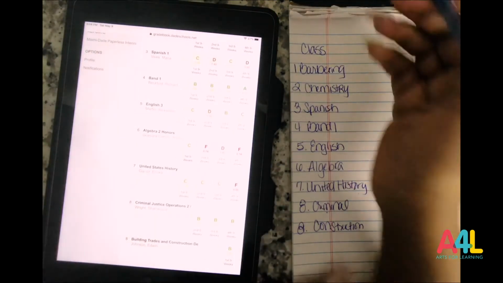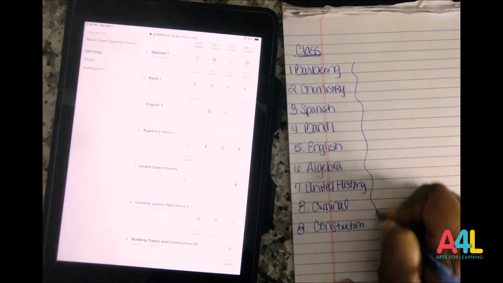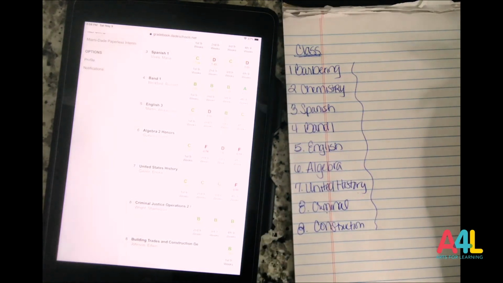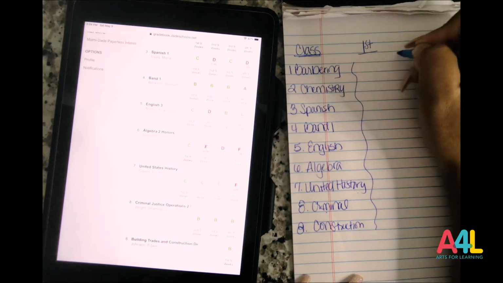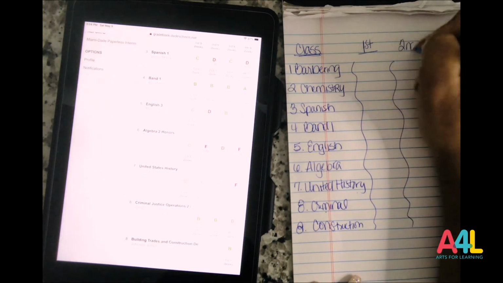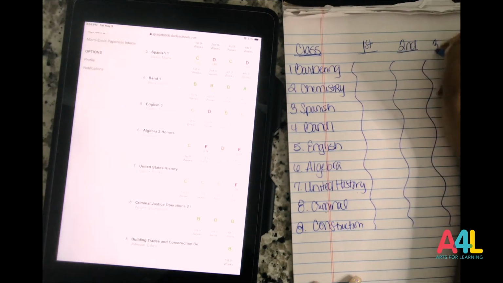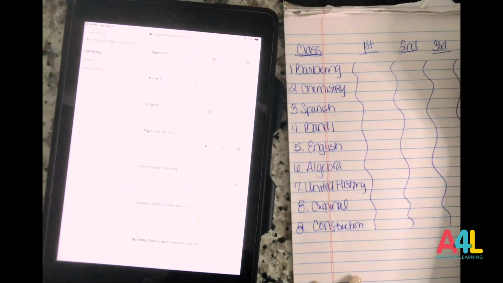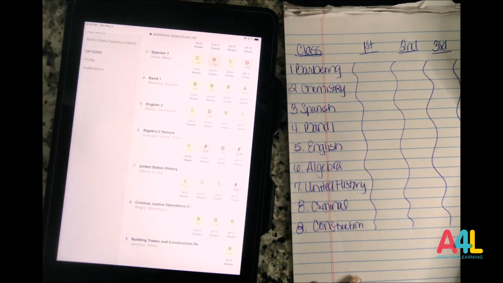So now that you wrote down the classes, what you're also going to do is create a line. I prefer squiggly lines. You can do straight. It all depends on you. And then now we're going to write first semester. Then do another line, second, another line, third, another line, fourth, another line, and then final.